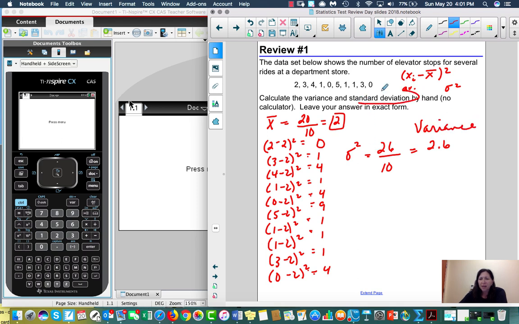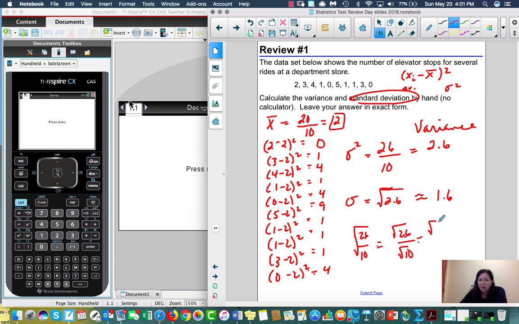It asked me to find the standard deviation, so basically I'm square rooting that. To find the standard deviation, you square root 2.6, and it's about 1.6, but this did ask you to put it in exact form. So putting this in exact form, we're going to take the square root of 26 divided by the square root of 10, which is the square root of 26 over the square root of 10.